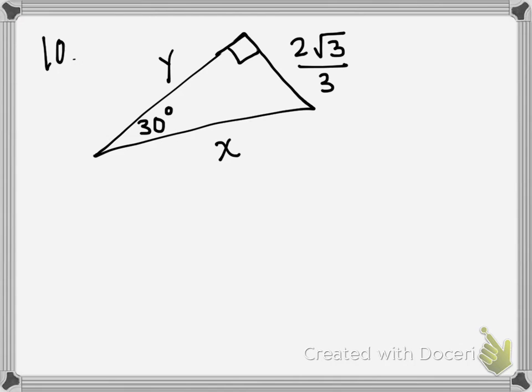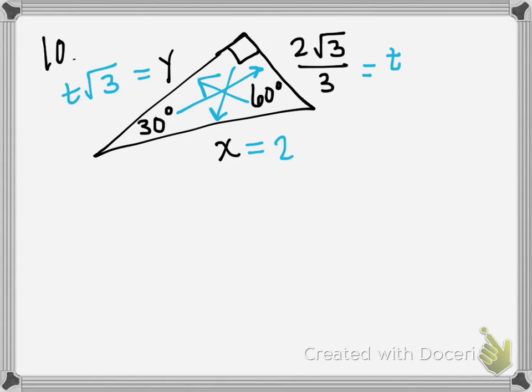Okay, here's number 10. We have a 30-degree angle, and I'm going to fill in the missing angle, which is 60. And I'm going to label each side from there. Opposite of 30 is t. Opposite of 60 is t square root of 3. And opposite of 90 is 2t.